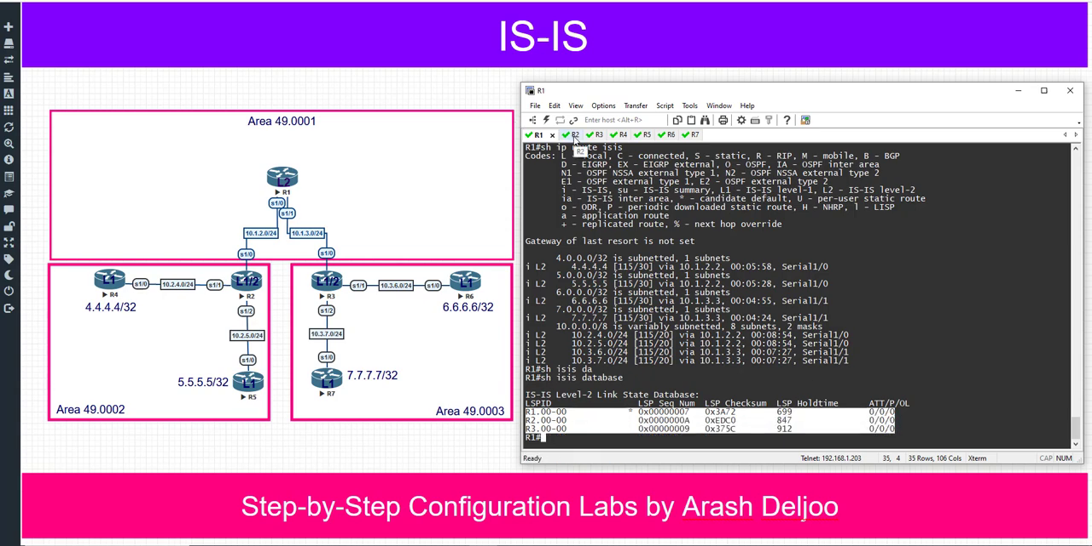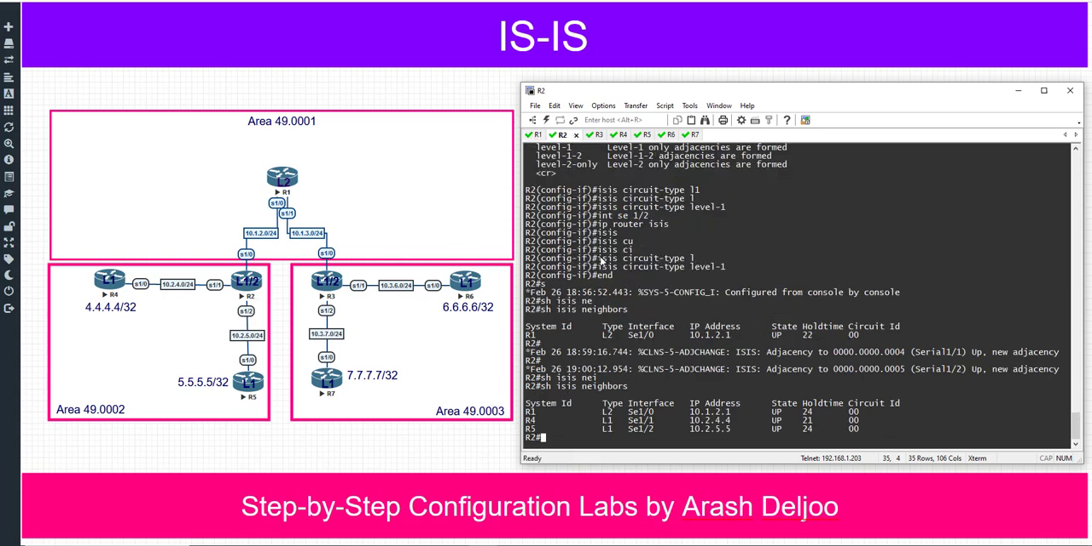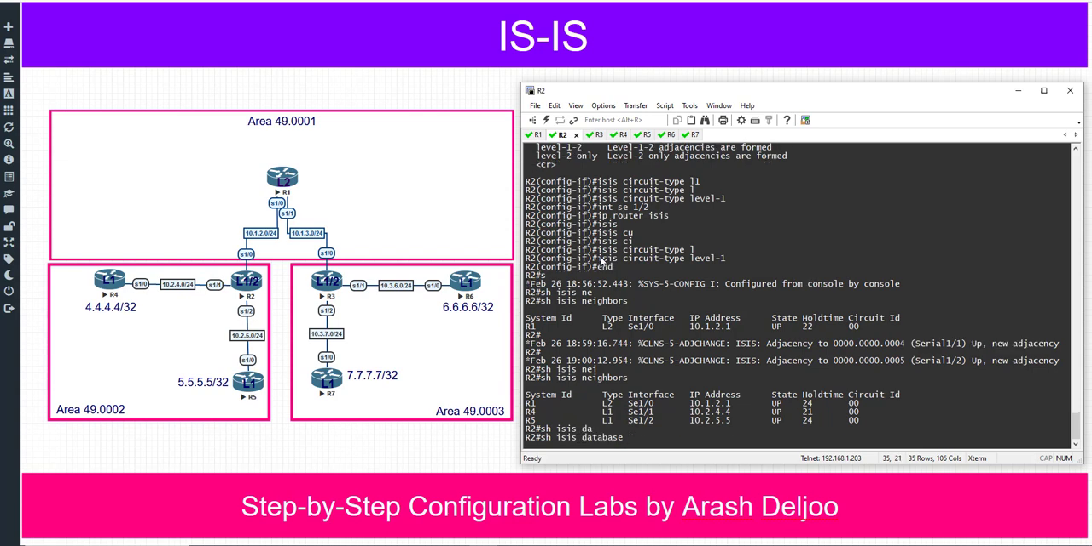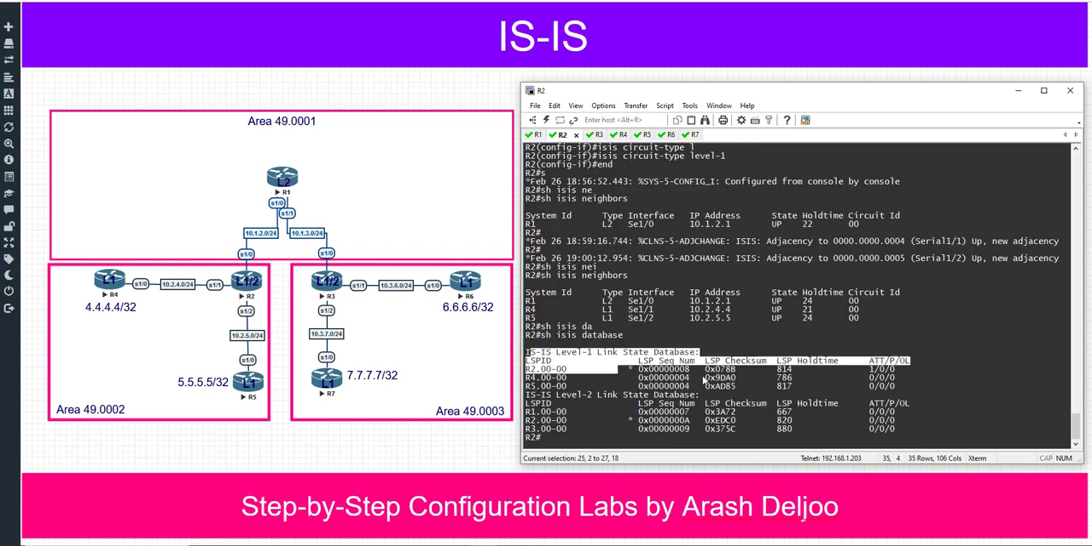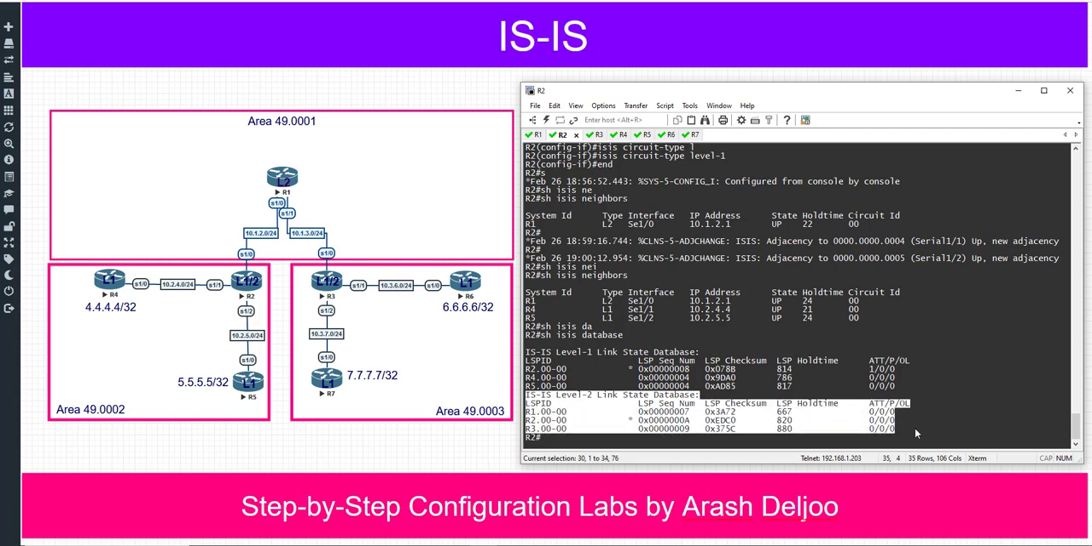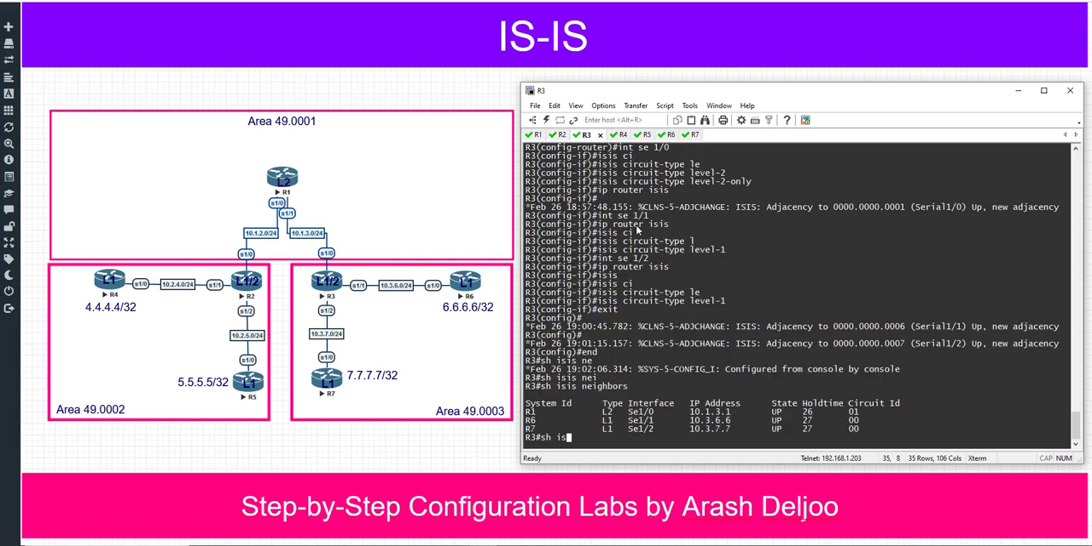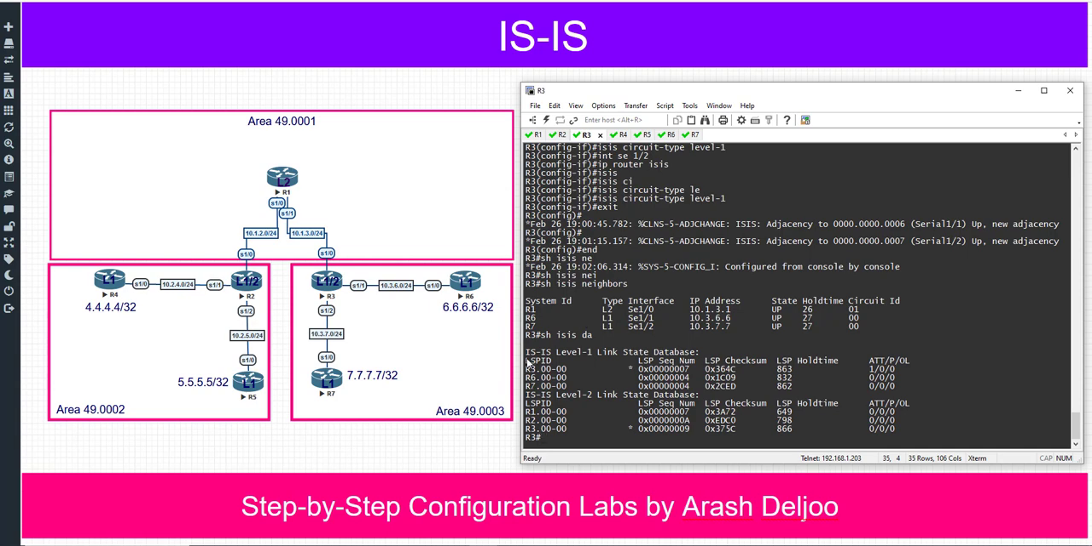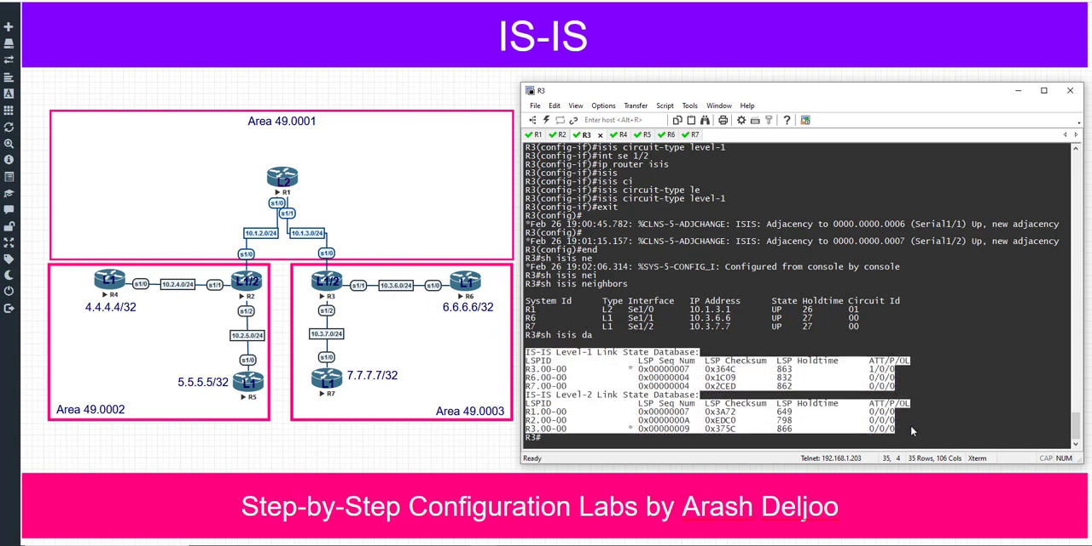And in router 2, we expect to see two databases, one level 1 and one level 2. Show ISIS database. As you can see, this is the level 1 database, including the LSPs received from router 2, router 4, and router 5, and the level 2 database received from router 1, router 2, and router 3. Also, in router 3, we have a similar condition, show ISIS database. Both level 1 and level 2 databases exist.